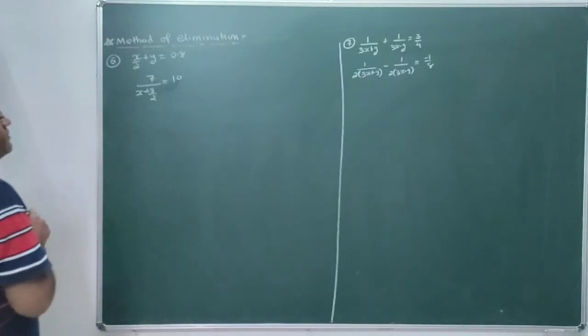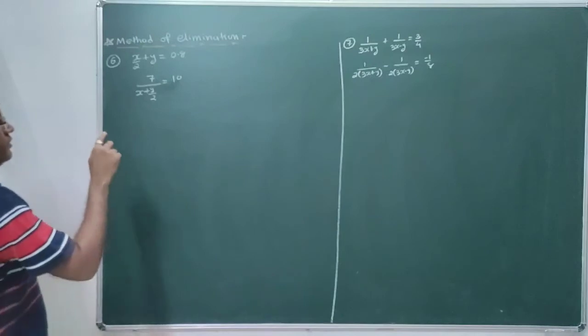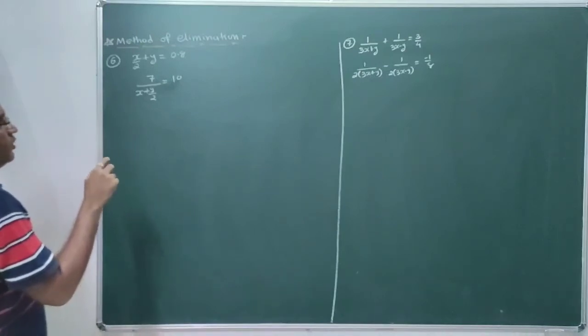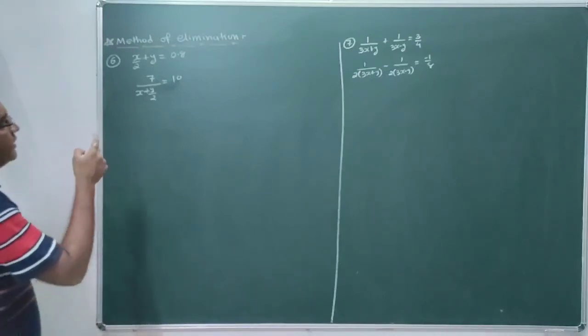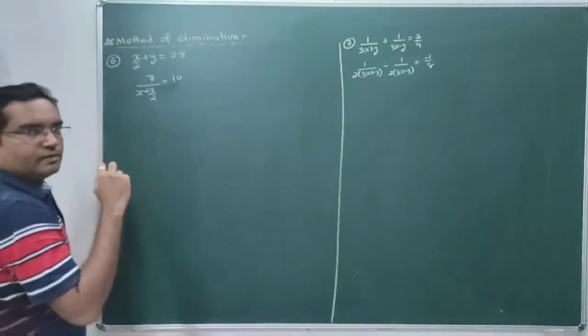So here we are given x by 2 plus y equal to 0.8, and the second equation is 7 upon x plus y by 2 equal to 10. तो जैसे ही हमने यहाँ डिनोमिनेटर में x plus y by 2 करके कुछ लिखा, तो आप जो लास्ट सम थी उसकी थ्योरी अप्लाई करेंगे.